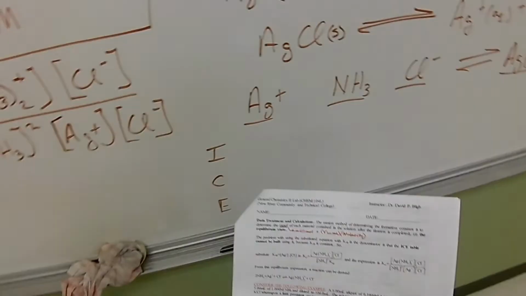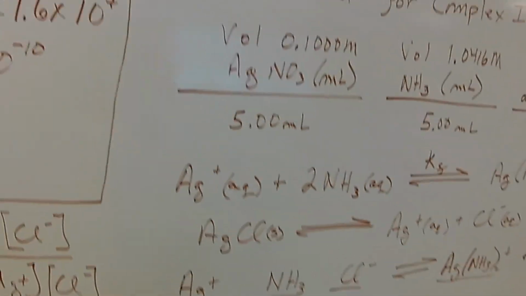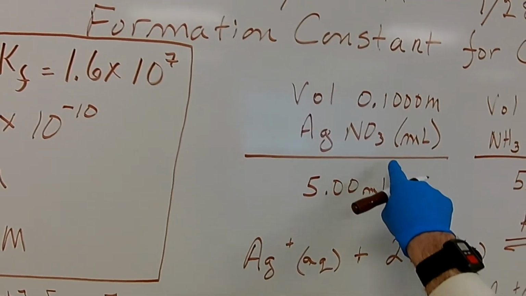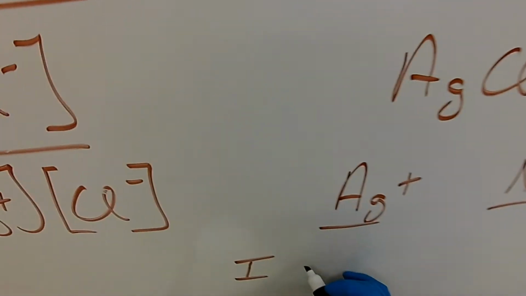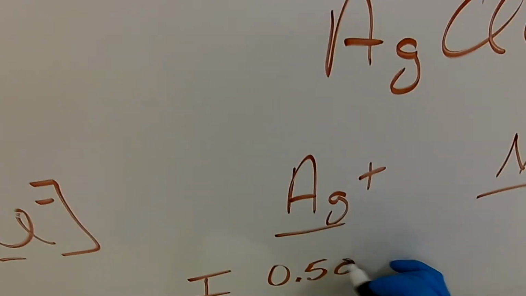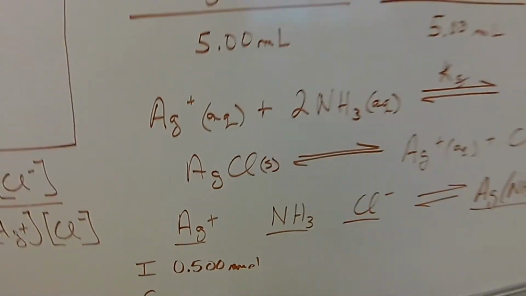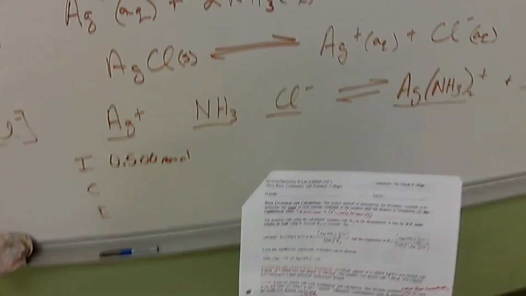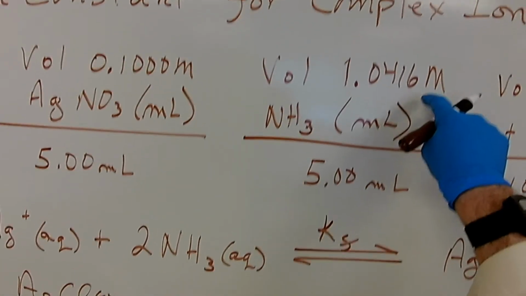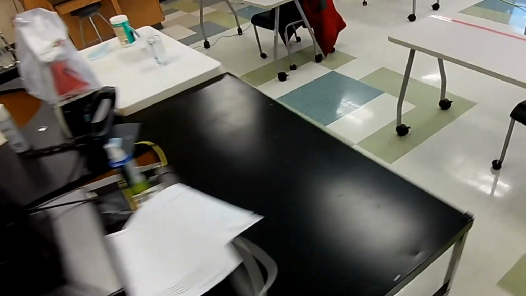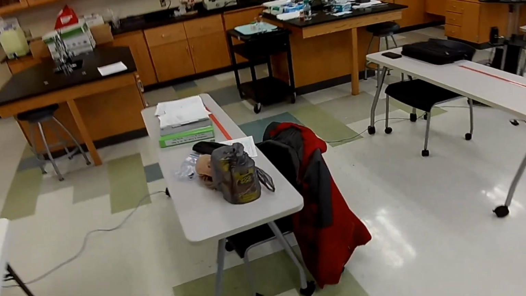Okay, so what's the initial number of millimoles of silver ions? Right here. 0.1 times 5 is 0.5 millimoles. What's the amount of ammonia? Well, 5 times 1.046, I need to get my calculator, don't I?